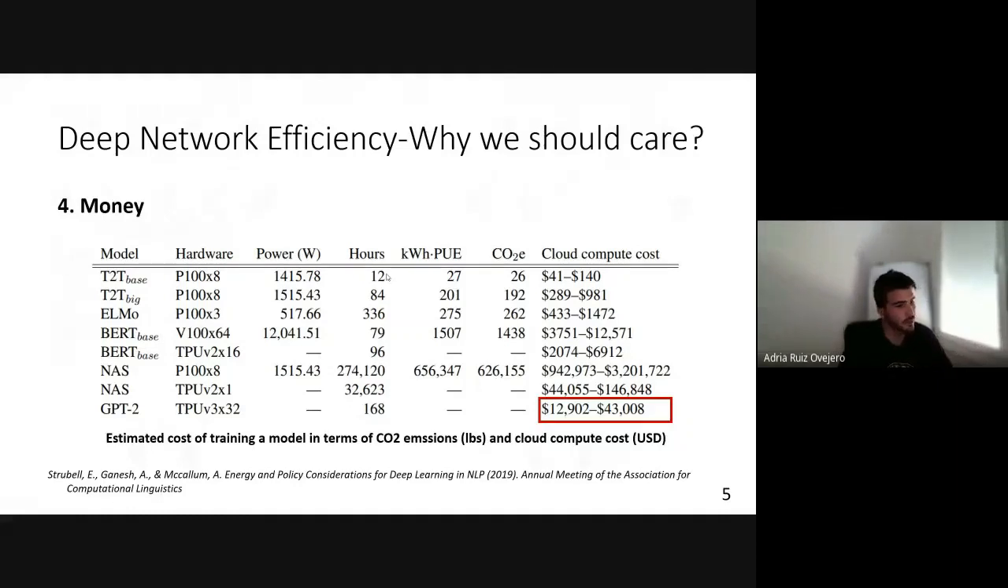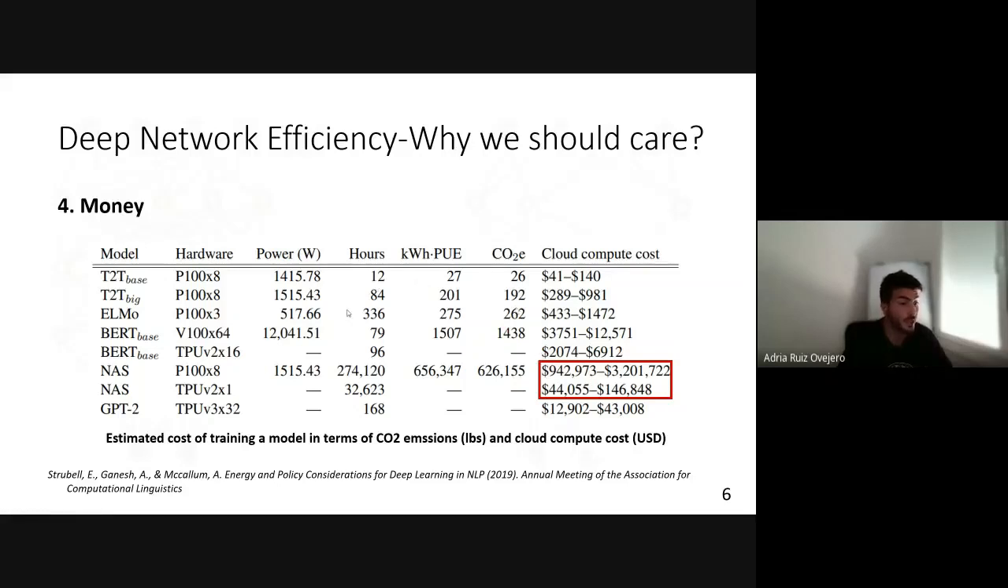And energy, producing energy also produces carbon emissions, but it's important to take into account that it costs money. Kilowatts per hour cost money. And so in the same paper, they estimated the cost of training a state-of-the-art natural language processing model, GPT-2, and they estimated that it costs around $10,000 to $40,000 to train this model. And this seems quite high, but actually, if we take a look at these other models that use neural architecture search training, which is something I'm going to talk about later, you see that the numbers are even much more impressive. So you can imagine that not everybody, probably just 4 companies in the world, can afford to train a model of this size.